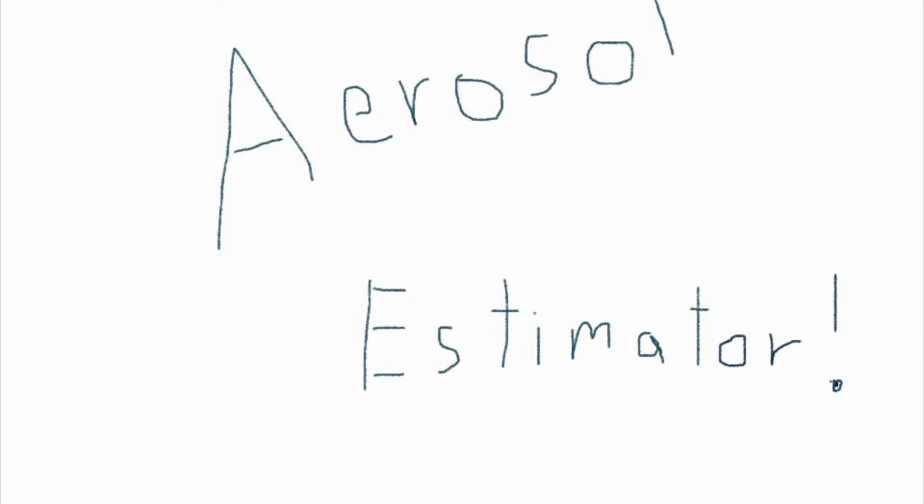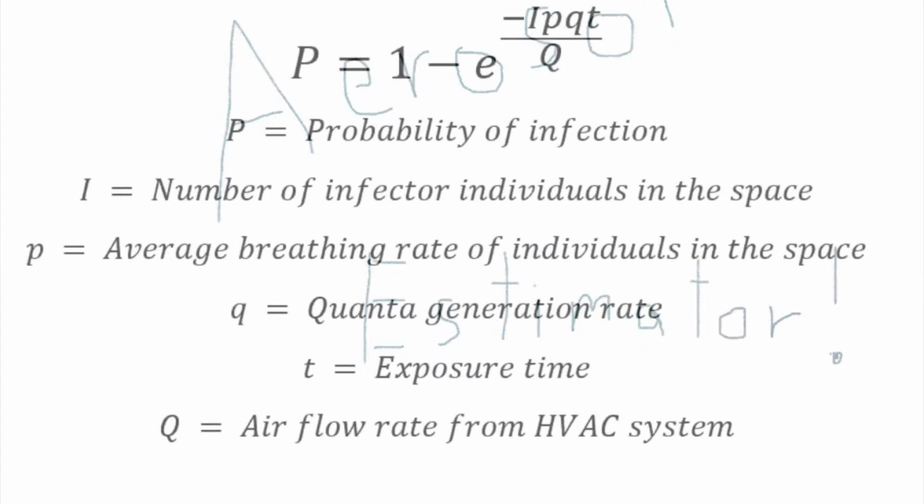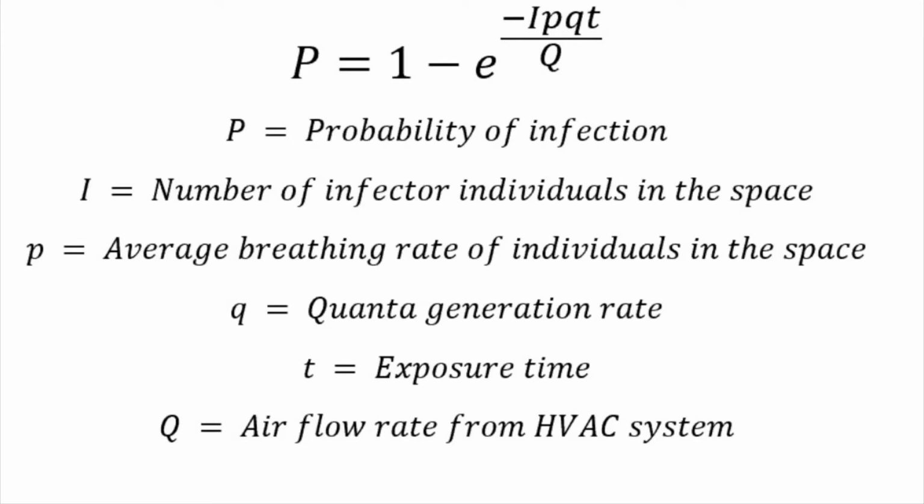The Wells-Riley model utilizes the equation P = 1 - e^(-Ipqt/Q), where uppercase P is the probability of infection, I is the amount of infectious people in the space, lowercase p is the average breathing rate of everyone, lowercase q is the quanta generation rate, t is the exposure time, and uppercase Q is the airflow rate of the HVAC system.